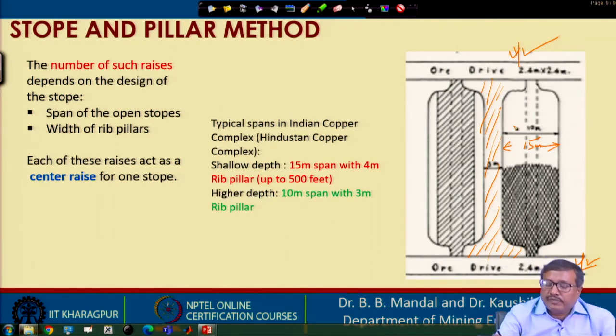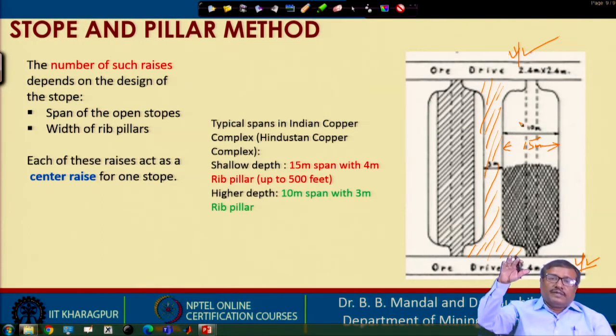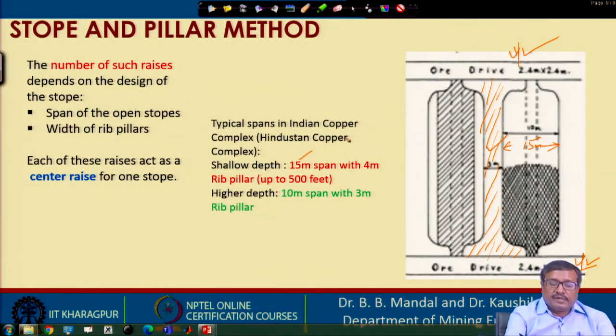Now, when you are widening the stopes, the hanging wall will try to collapse, the hanging wall will try to come down, because both sides we have actually widened. So, to prevent that, what have we done? We have left this rib pillar in between untouched, we call it a rib pillar. Here, in this case, we can have two options. Say at shallow depth, up to 500 feet, we have 15-meter span with 4-meter rib pillar. That means every stope will be 15-meter wide and in between there will be a 4-meter rib pillar.